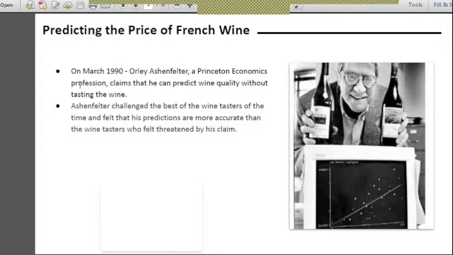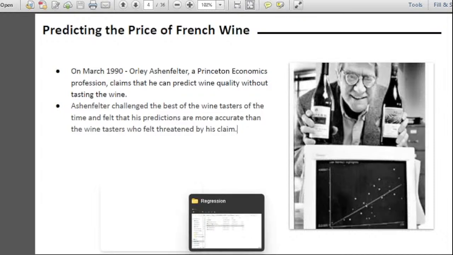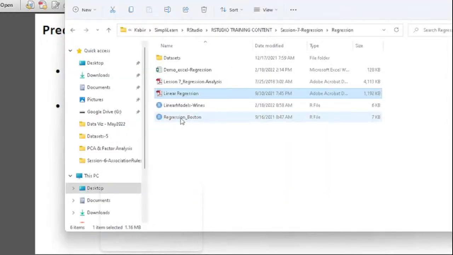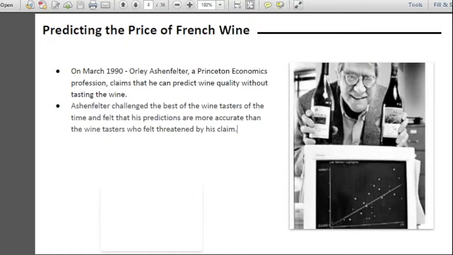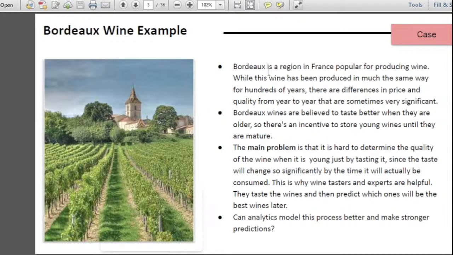Otherwise, I also have one more example which we will not be covering, and I have given it to you. It's a weekend, so I would expect you to go through that second case also, Boston, in which we try to predict the price of Boston houses. But we'll cover the regression wine tasting case today.